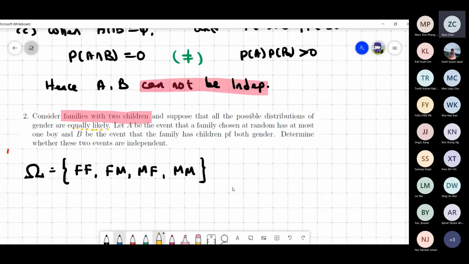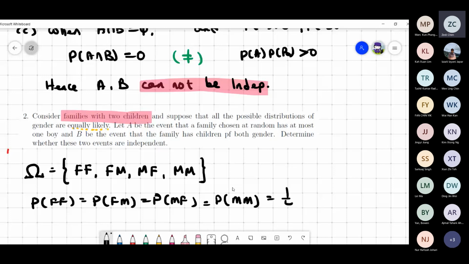And we assume that there are equal likelihoods. So they are having the same probabilities, which means all of these must have the same probability. So they are all equal to 1/4. Next, let A be the event that a family chosen at random has at most 1 boy.